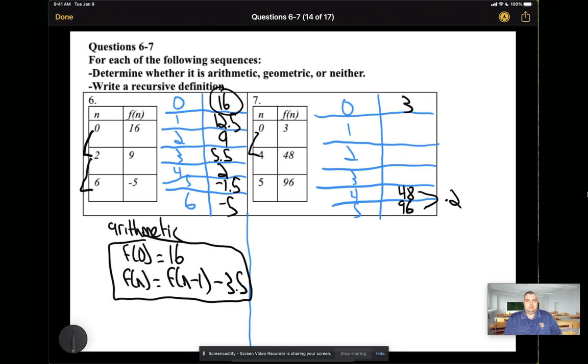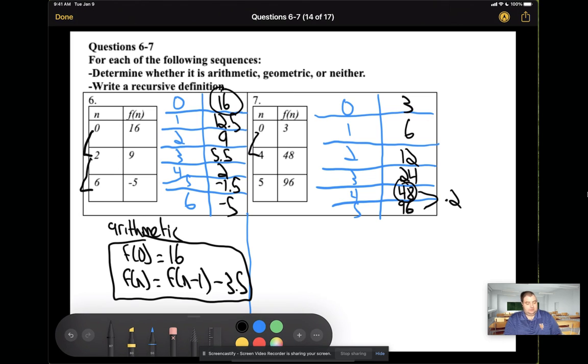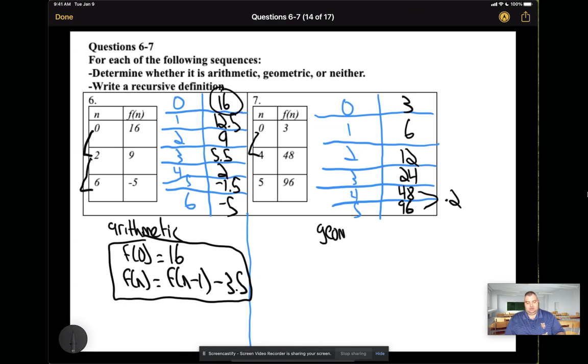Okay. So let's see. 3 times 2 is going to be 6. 6 times 2 is going to be 12. 12 times 2 is going to be 24. Is 24 times 2 equal to 48? Yes, it is. And of course, we already knew that 48 times 2 is equal to 96. So it would appear that my pattern here is to double, to multiply by 2. So this is definitely a geometric sequence.